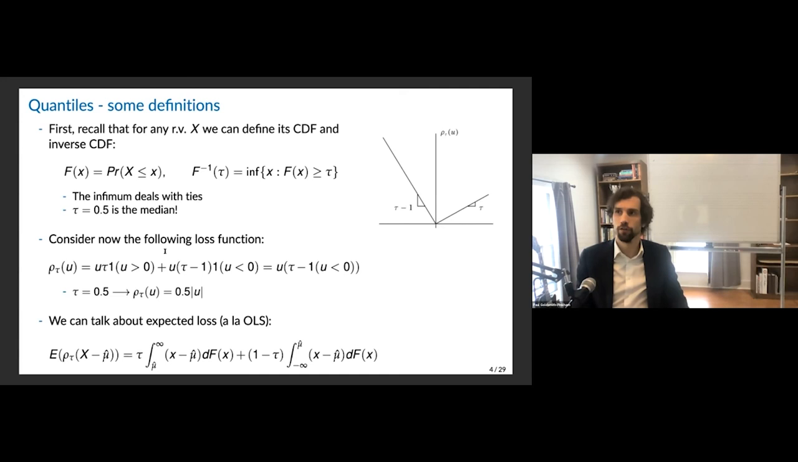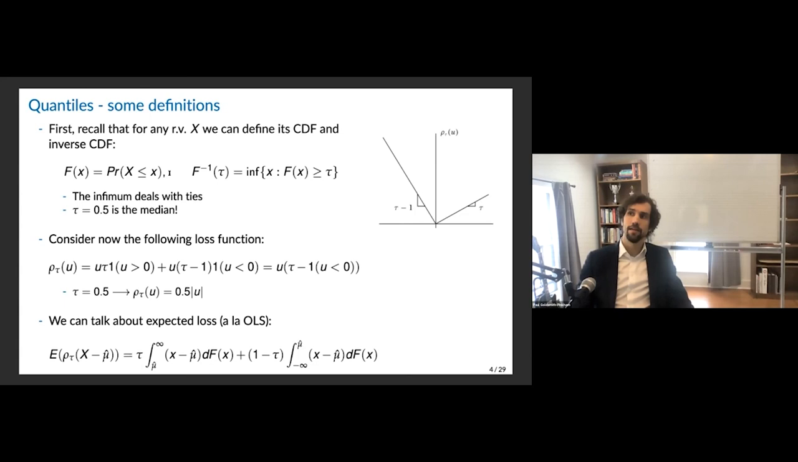In part, it's also easier to keep track of what's going on because it's a little less intuitive. So the first thing to remember is that we're going to be sitting in this space of thinking about cumulative distribution functions, so CDFs. So take a random variable X, we can talk about its CDF, so that's its F function.